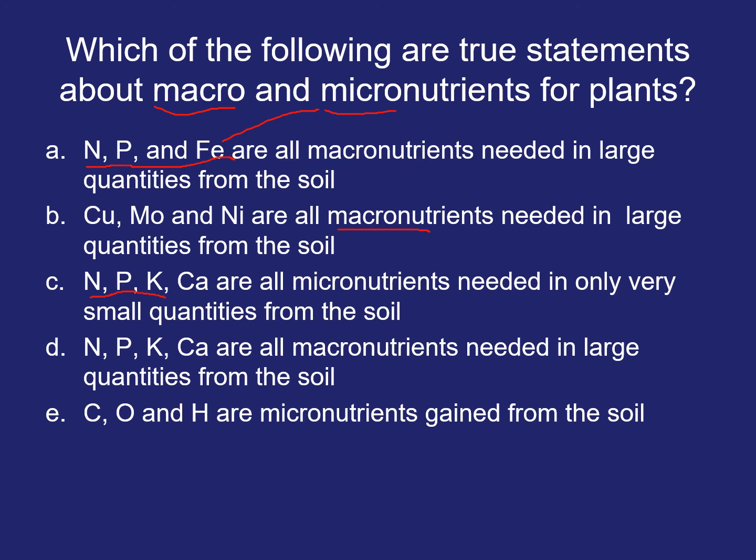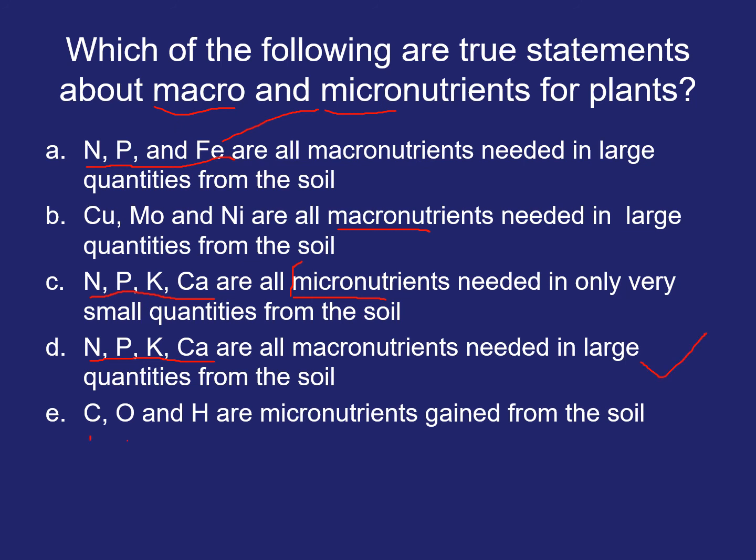Nitrogen, phosphorus, potassium, and calcium are all micronutrients, needed in only very small concentrations from the soil. This definition of micronutrient is correct, but these four are all macronutrients. So D here, nitrogen, phosphorus, potassium, and calcium are all macronutrients needed in large concentrations. Yes, that is correct. And then let's have a look here.